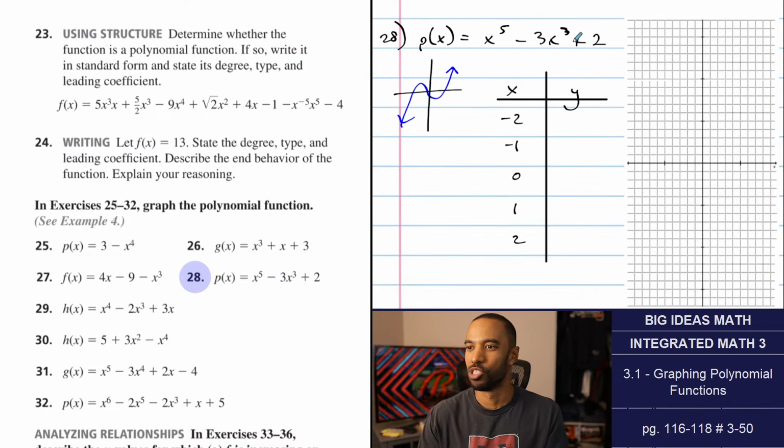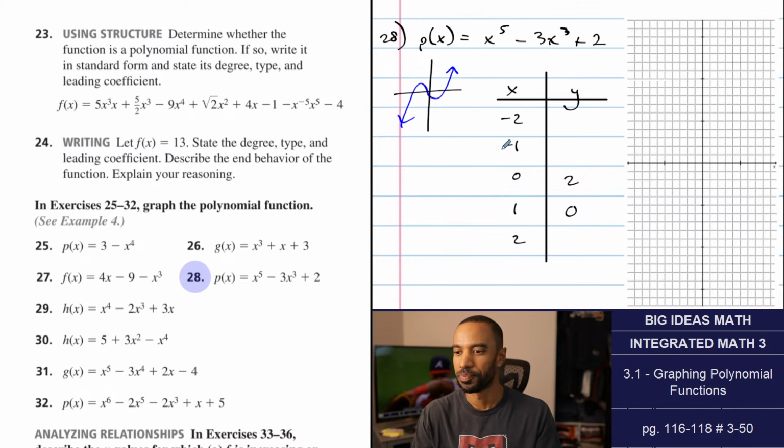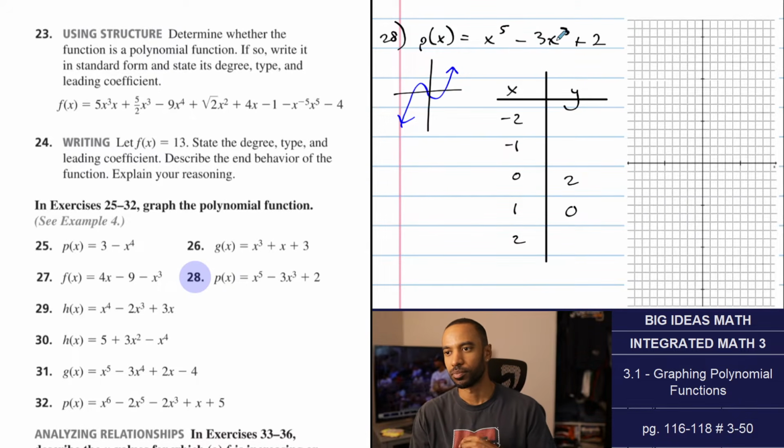All right, 0, you get 2, right? 1 is 1 minus 3. Hopefully you understand that, right? 1 cubed is negative 3. You just look at the coefficients for 1. 1 minus 3 is negative 2 plus 2 is 0. Hey, there's an x-intercept.